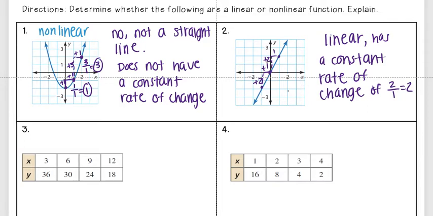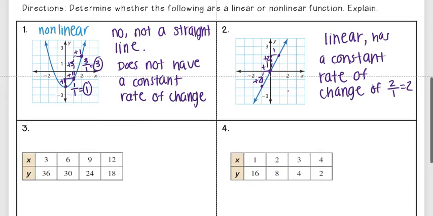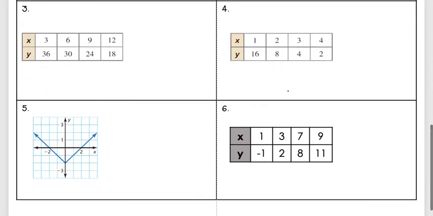Basically, it's probably more simple for you just to think of it: is it a straight line? If it's a straight line, it's linear. If it's not a straight line, it's nonlinear. But now let's look at a table. And so again, it's going to be linear if it has a constant rate of change. And rate of change means my difference of y over my difference of x. And so I'm going to look and see on this table right here what my difference of y is each time and what my difference of x is.